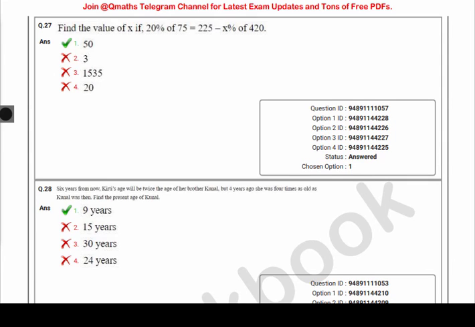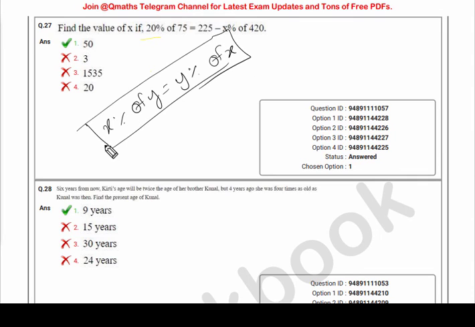Alright, next question. Find the value of x if 20% of 75 is 225 minus x percent of 420. Percentage problems, I don't know how many methods there are. You can solve percentage problems with infinite methods, but it's best if you always choose the shortcut method, and the more you practice, the more shortcut methods you will get. So one main point you have to remember, I'll write down: x percent of y is equal to y percent of x. Okay, this simple logic actually helps you solve many problems.